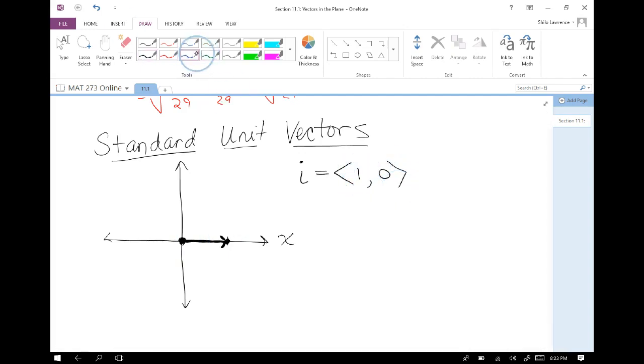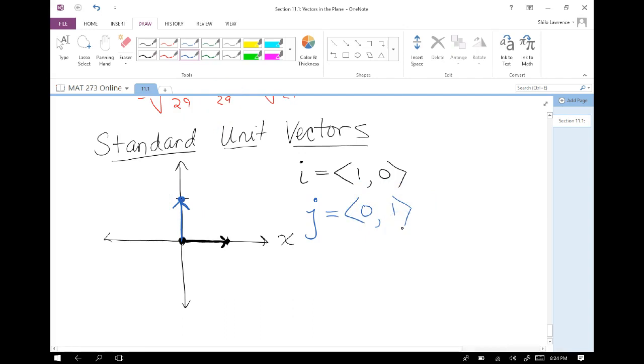We also have a standard unit vector in the direction of y. So if I get a vector in standard position and I go 1 unit in the y direction, we call that vector j, and that terminal point is 0, 1. Those are our standard unit vectors.